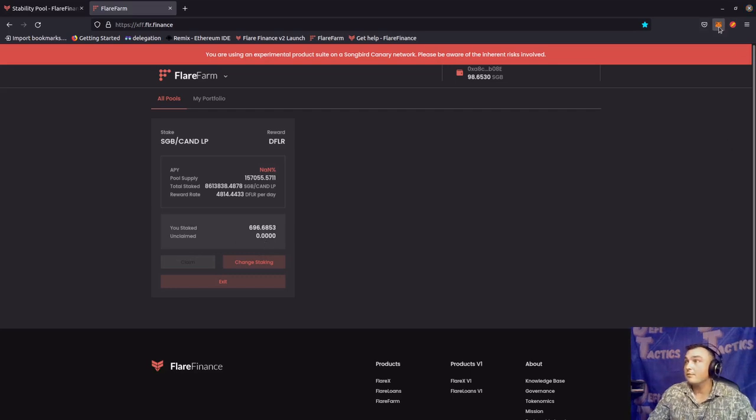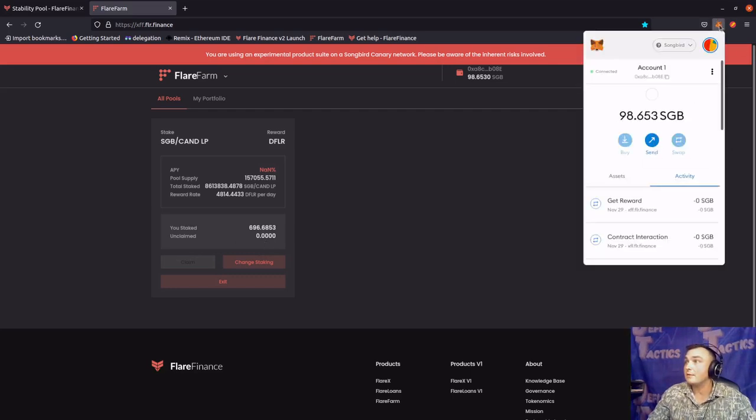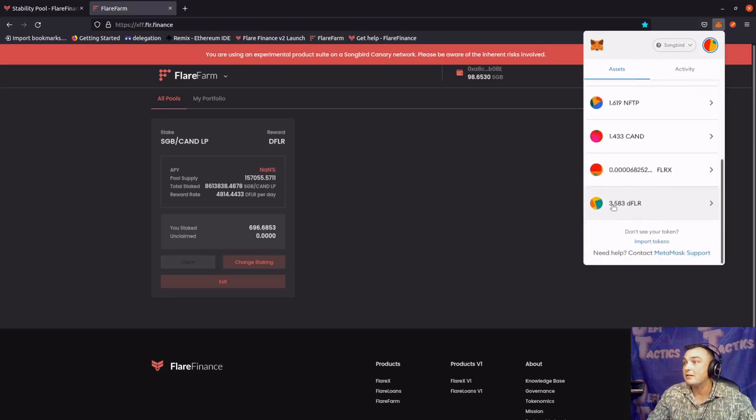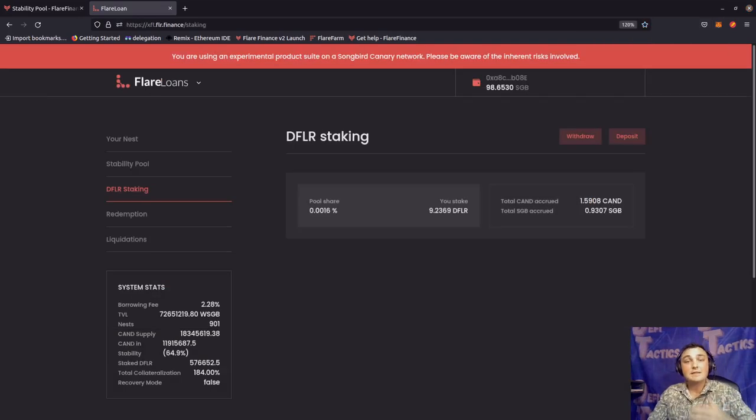To confirm that we did receive the DeFlare, I'm going up to my MetaMask extension. I'm going to swap back over to my assets, and we've got the 3.64 Wrapped Songbird that was liquidation profit. And we can see down here that the 3.583 DeFlare is sitting in the wallet. So we're about to deposit that DeFlare into the DeFlare staking pool.